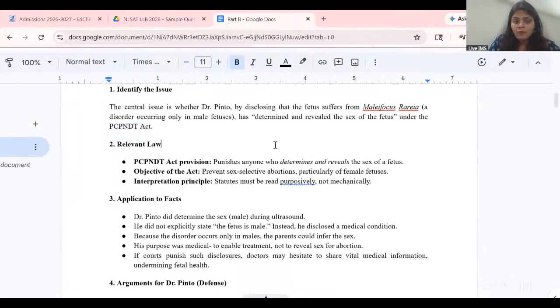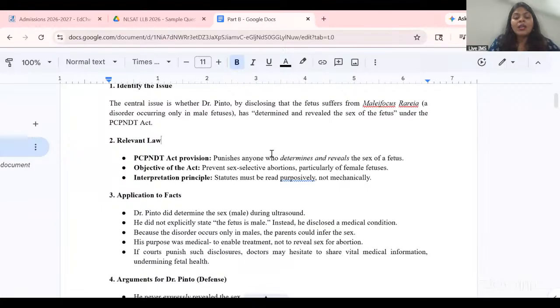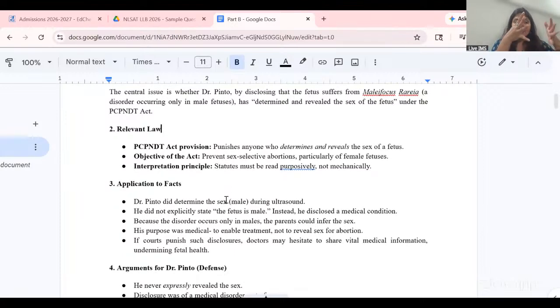Now, once you have identified the issue, you will identify the relevant laws. So we have identified the act, the objective of the act, and how we are interpreting it. Since I have identified the issue and the relevant laws given here, again highlighting one thing: you don't need to apply any extra knowledge. Whatever information is given in your question is going to be the base for your answer.